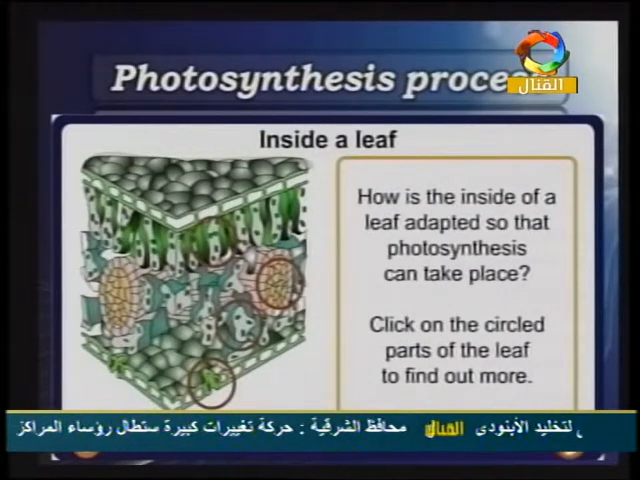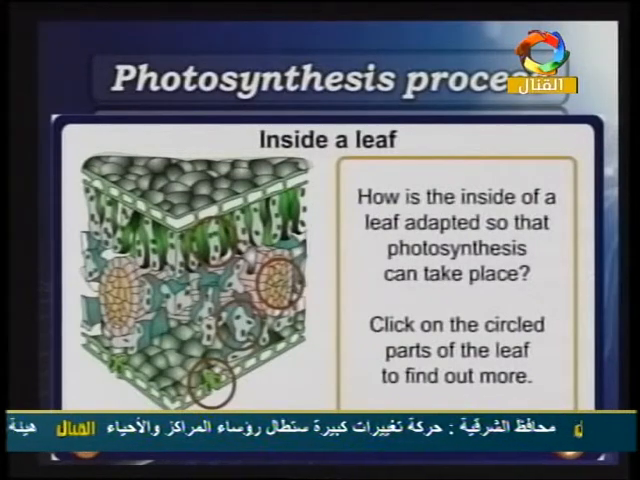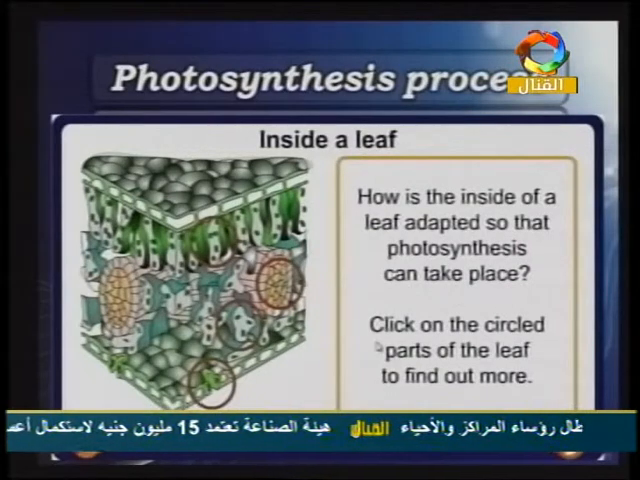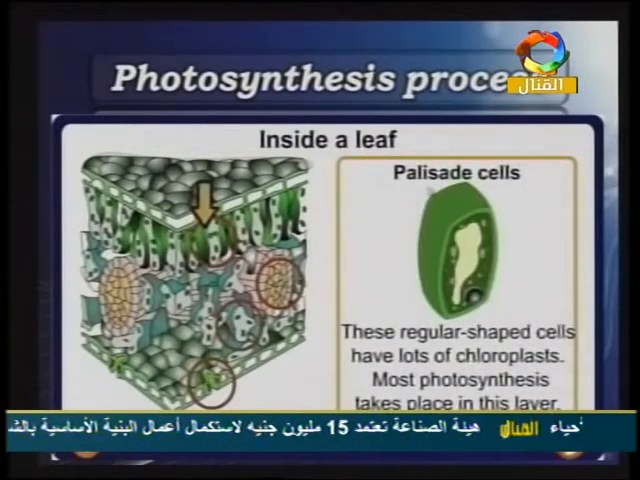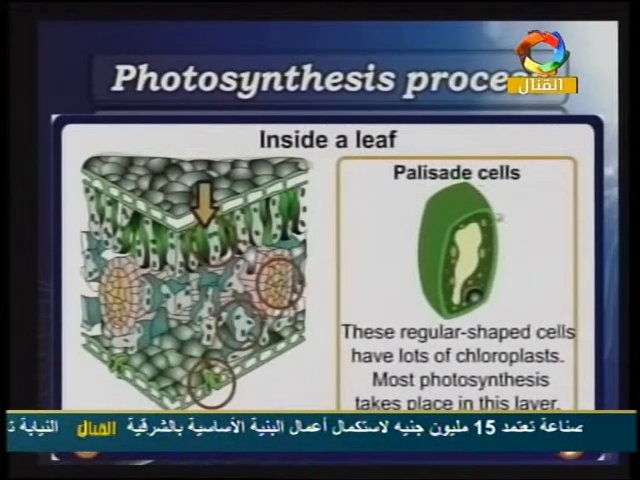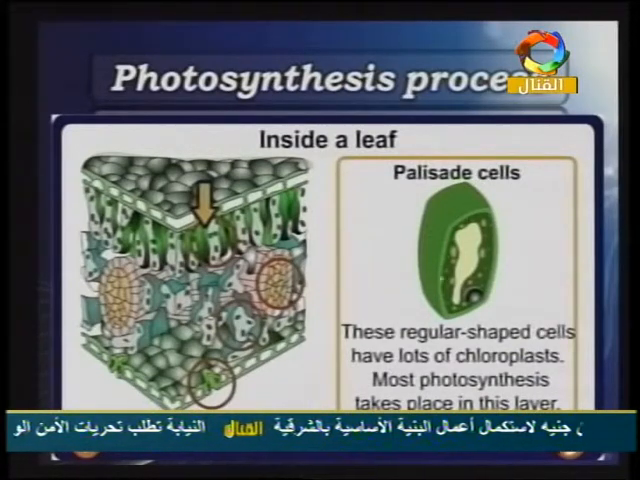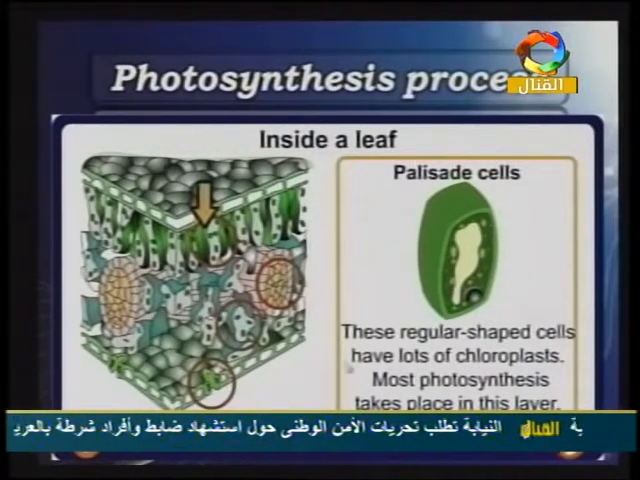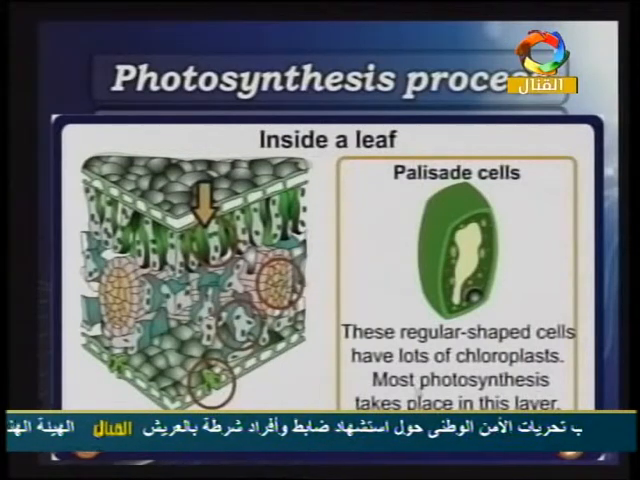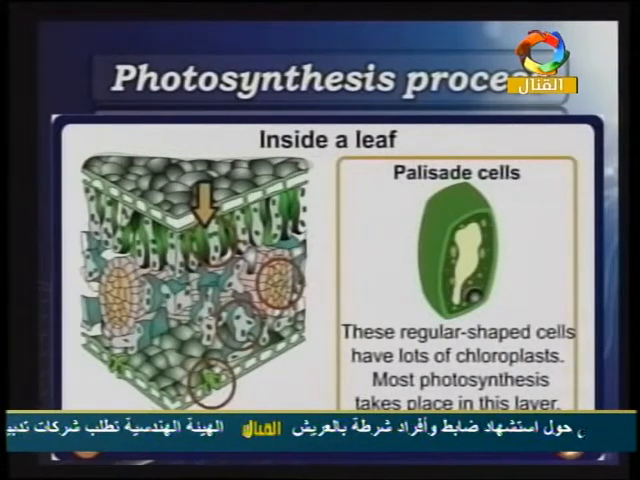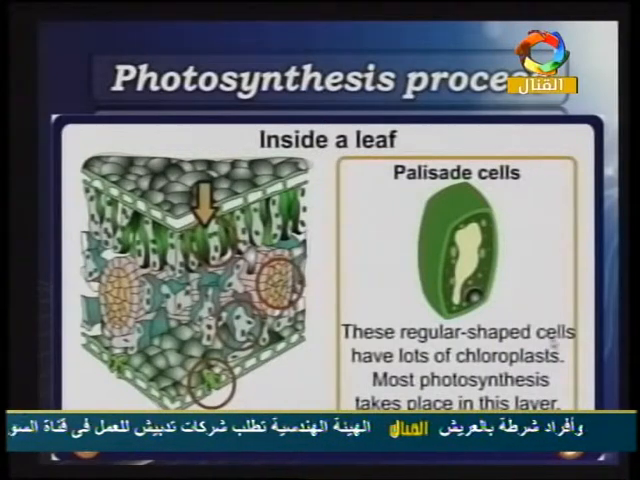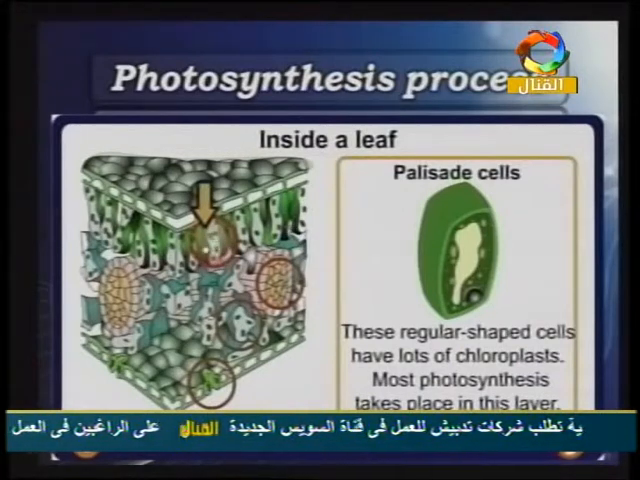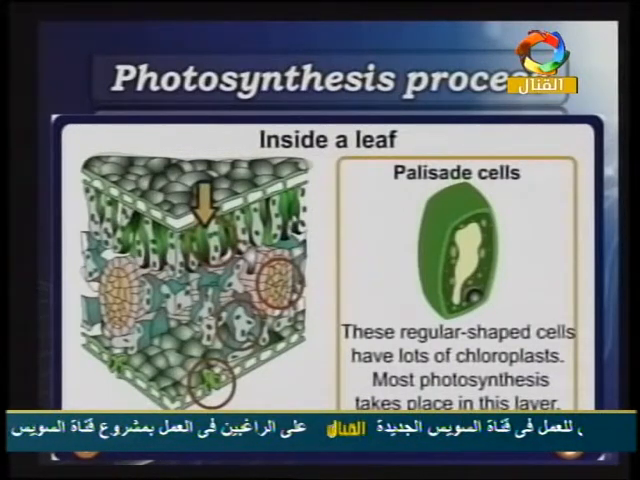Inside the leaf, how is it adapted so that the photosynthesis process can take place? Here we have the first part: the plastid, or this green part found in the plant cell. That's a regular shape cell that has lots of chloroplast or chlorophyll material. Most of photosynthesis takes place in this layer. So this layer contains green matter. This is the green color found in this layer of the plant leaves.